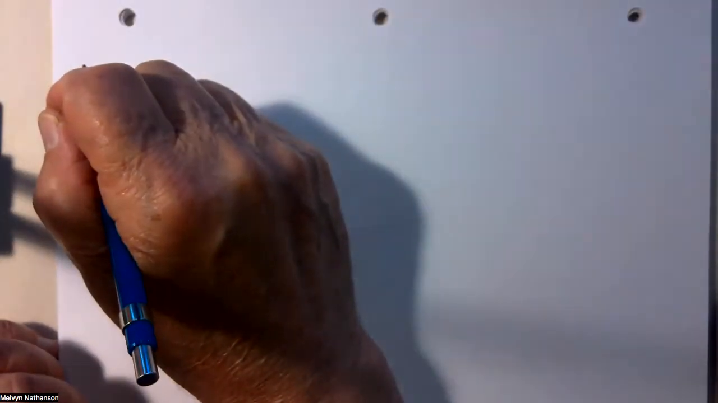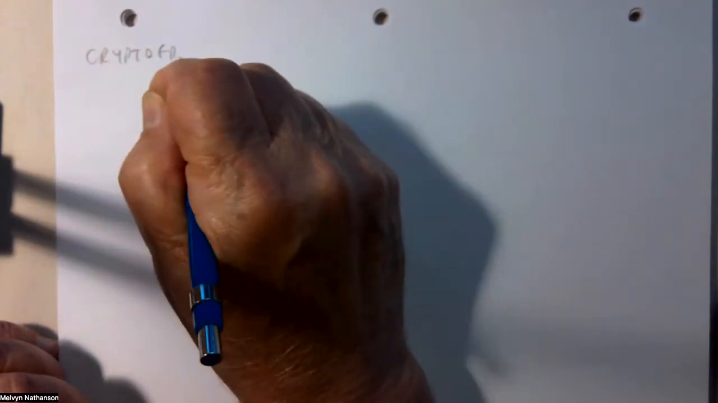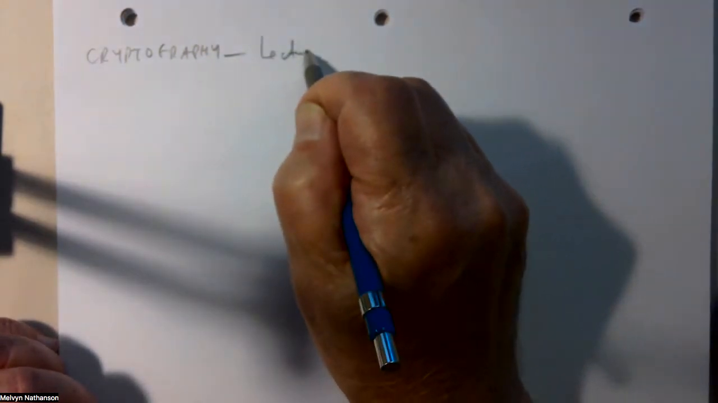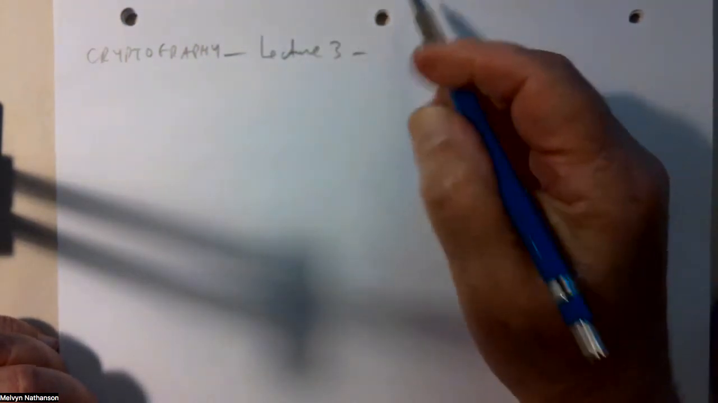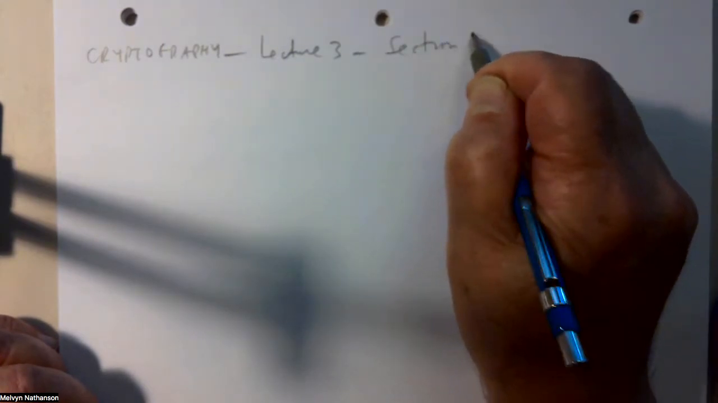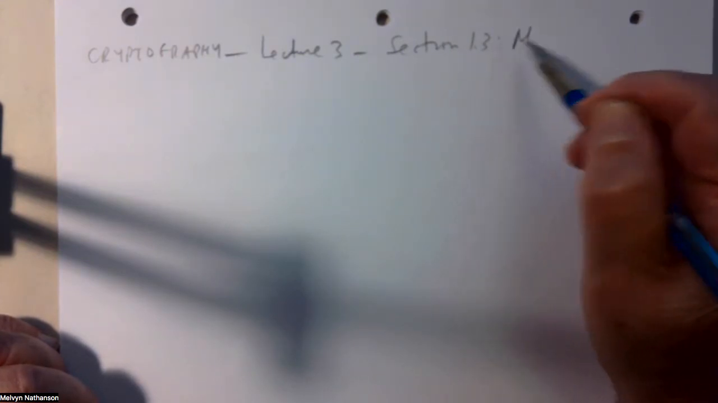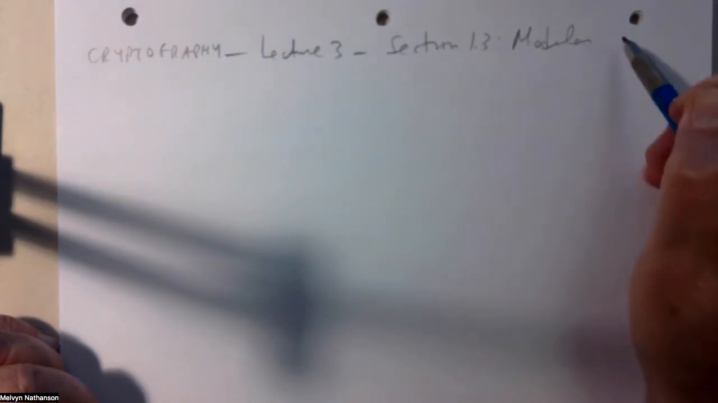All right, this is cryptography, Lecture 3. We are covering section 1.3, which is on modular arithmetic.